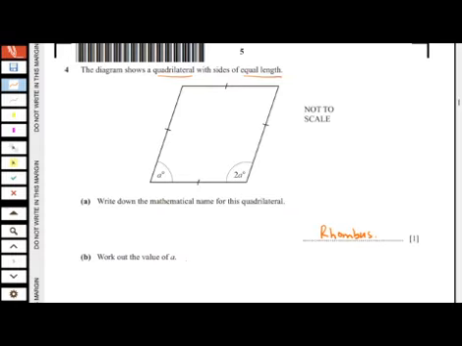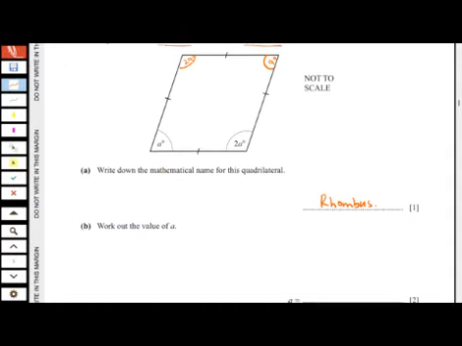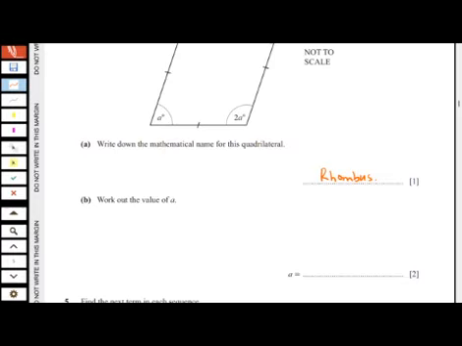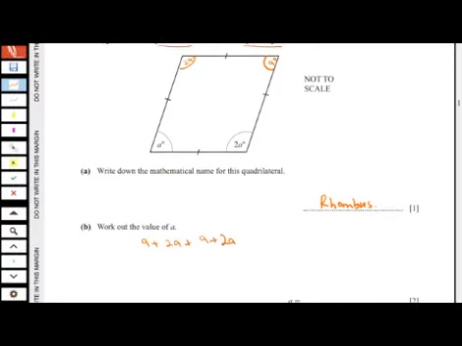As we know, the opposite angles in a rhombus are the same. So this is A, this is also A. If this is 2A, this is also 2A. The sum of all angles in a quadrilateral is 360 degrees. So all angles will be A plus 2A plus A plus 2A, that is equal to 360.